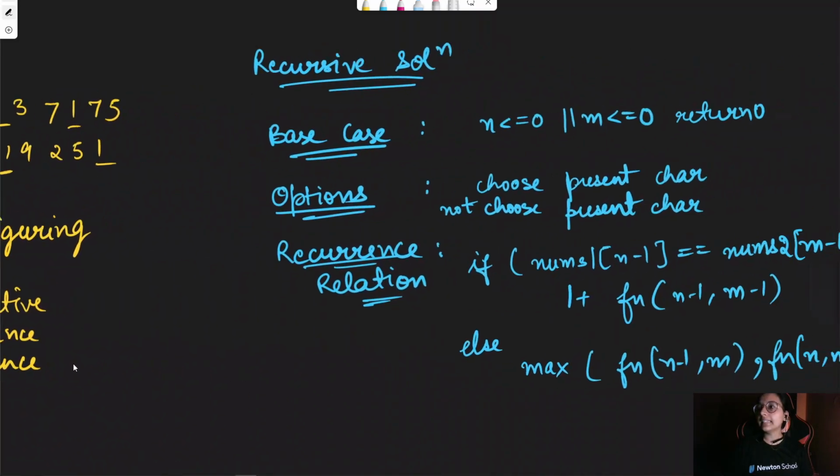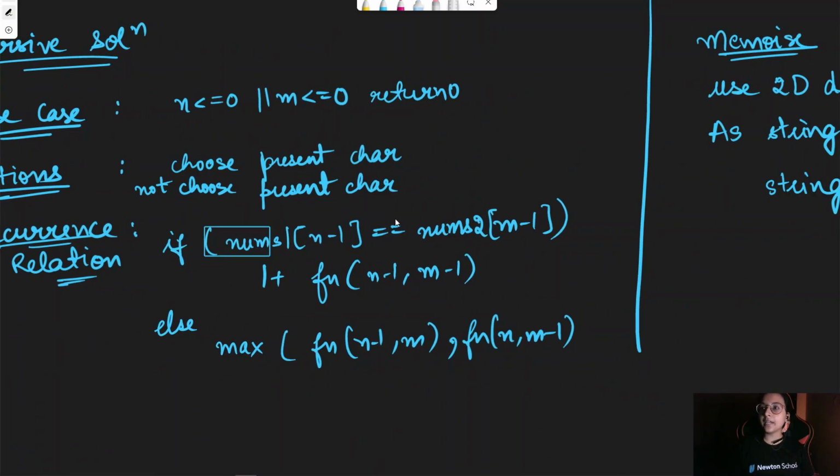So if they are equal, we add 1, because then we can draw a line between them, and we return the function as it is. Else we return the maximum of either choosing the first one or choosing the second one. So this is the thing which we would be doing here.